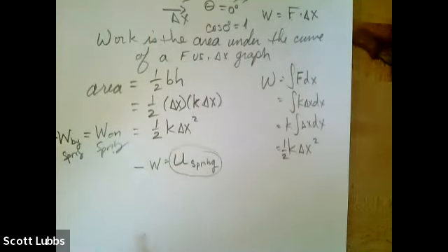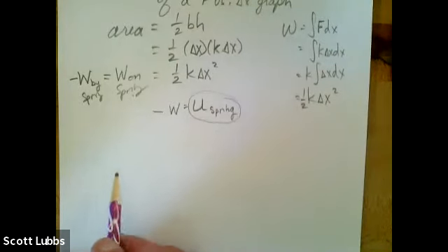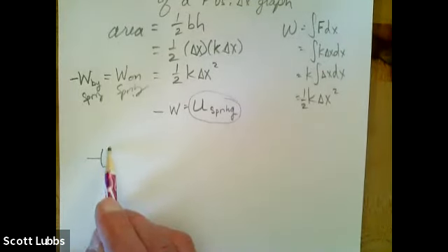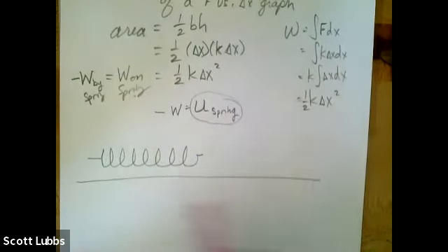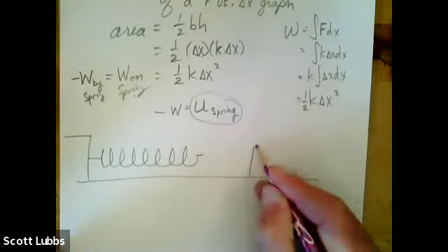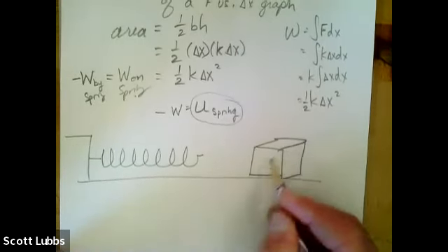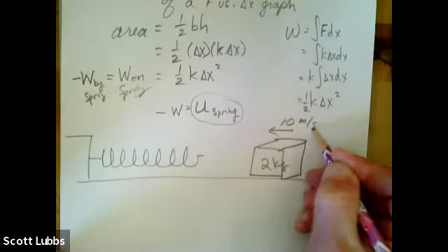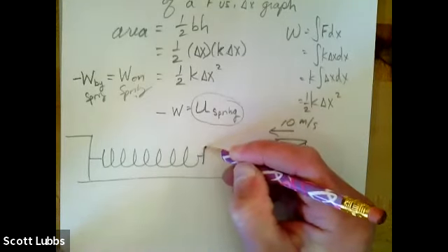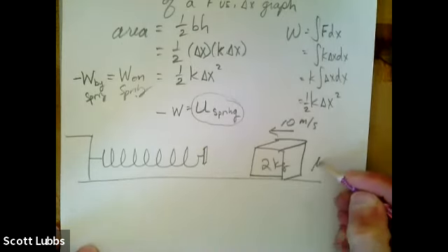Let's do a problem. Here's my spring again. It's attached to a wall. I have a box. We'll make it a 2 kilogram box. It's moving this way at 10 meters per second, and it's going to run into this spring. I'm going to put a little pad here. We are frictionless.